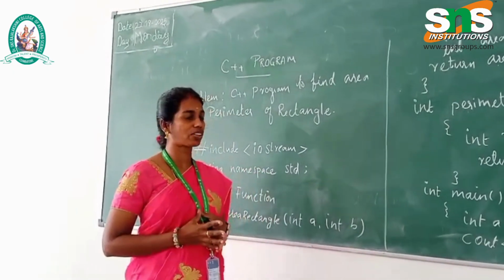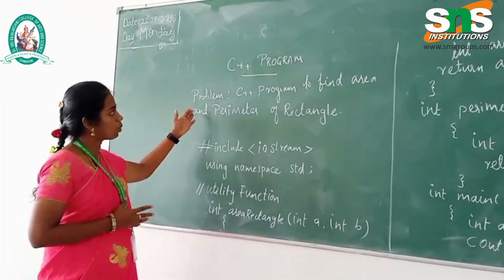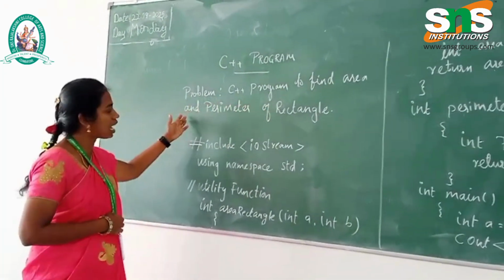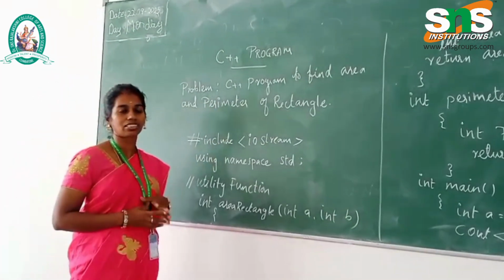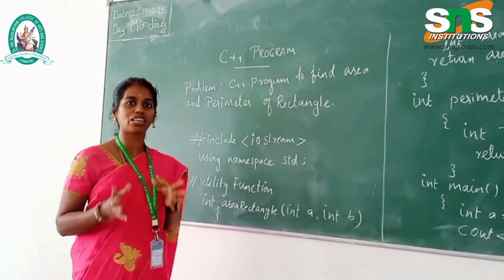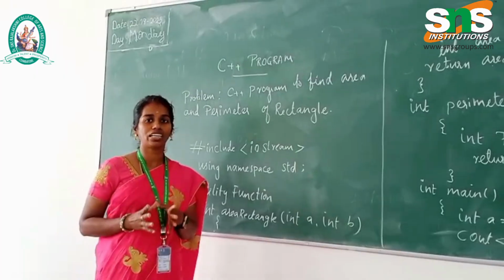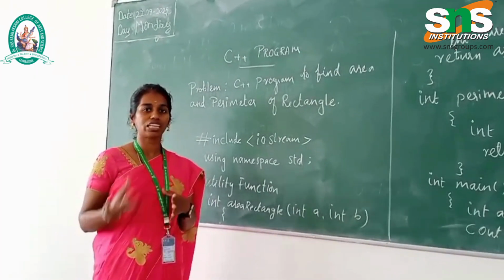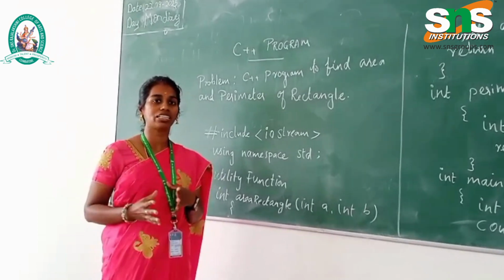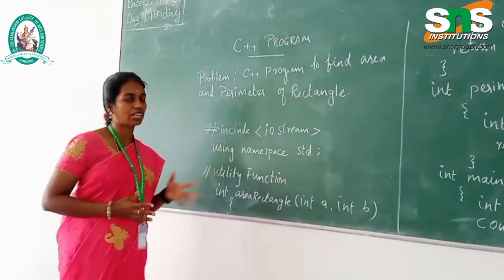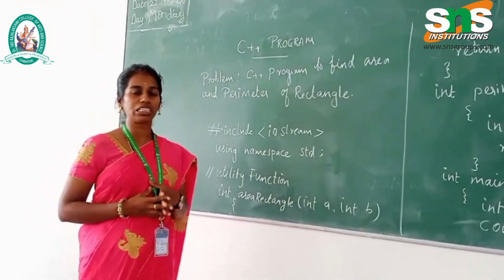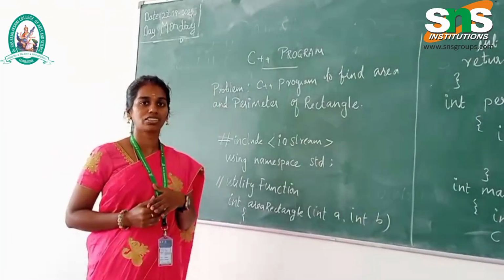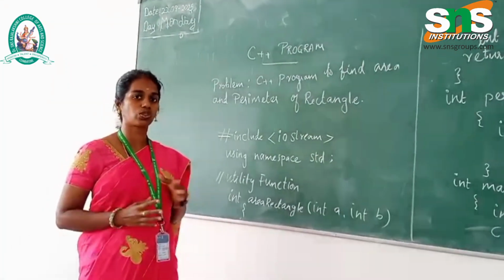Today we are going to consider the problem of creating a C++ program to find the area and perimeter of a rectangle. For this we have the built-in formula. We are going to implement the formula here in the C++ program, and display the output for the area and perimeter of the rectangle. So how can we do this through a C++ program?